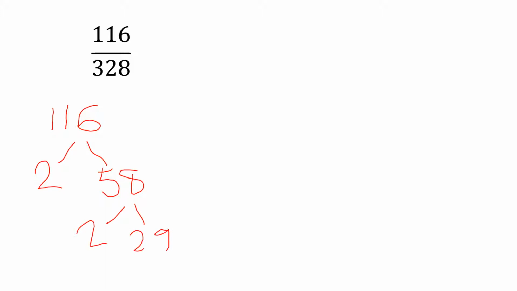Ooh, now here's a tough one. 116 divided by 328. Well, let's look at 116 first. Now, dividing 116 by 2 I get 58. If I halve 58, I get 29. And then I can't do anything else with 29, can I? Because 29 is a prime number. Now, it's quite tricky to see some of the bigger prime numbers.